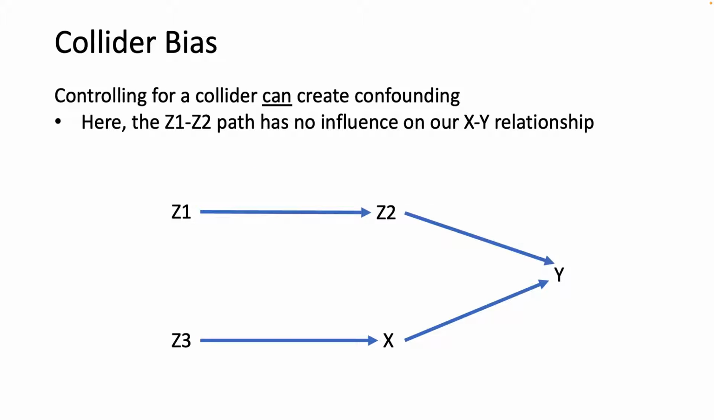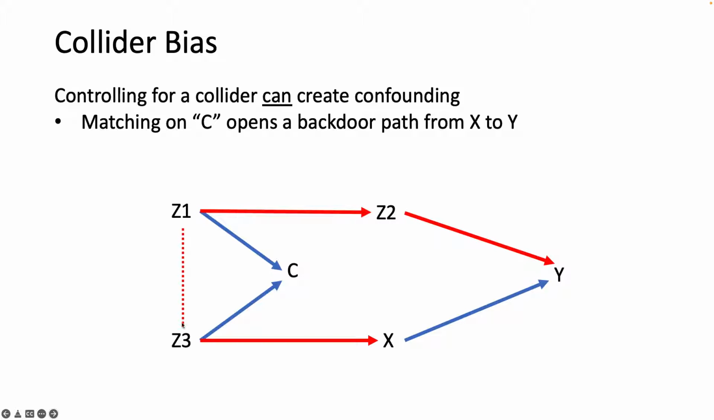Collider bias can create confounding bias, which is a serious issue when that happens. So here, there is no confounding happening. This Z1, Z2 path is not influencing our XY relationship at all. But let's say we had a collider here, and we conditioned on that collider, so say we stratified on it or matched on it. We have created a relationship between Z1 and Z3 that wasn't there, which opens this backdoor path all the way back to Y, and all of a sudden we've created confounding that wasn't there.